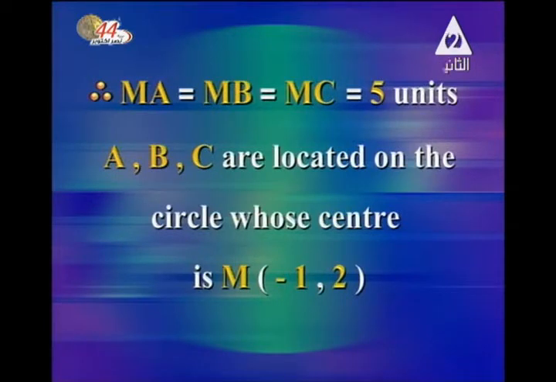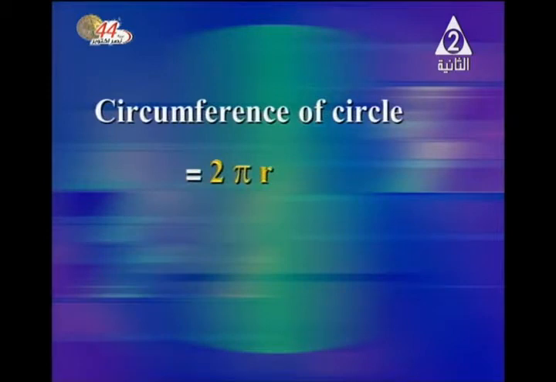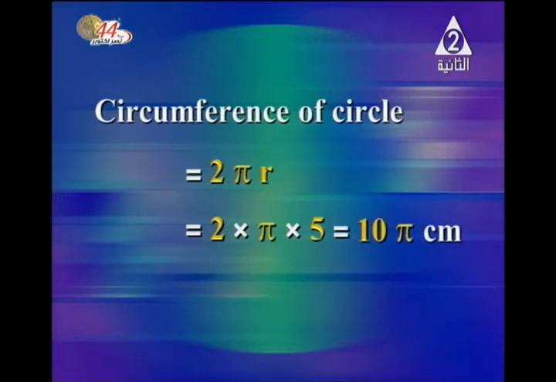Then to find the circumference of the circle, you are going to notice that the rule of the circumference of the circle is equal to 2 pi r. It means 2 multiplied by pi multiplied by the radius. This will lead us to 2 multiplied by pi multiplied by 5 instead of the radius, as the length of the radius equals 5 units. And this will lead us to an answer of 10 pi centimeters.